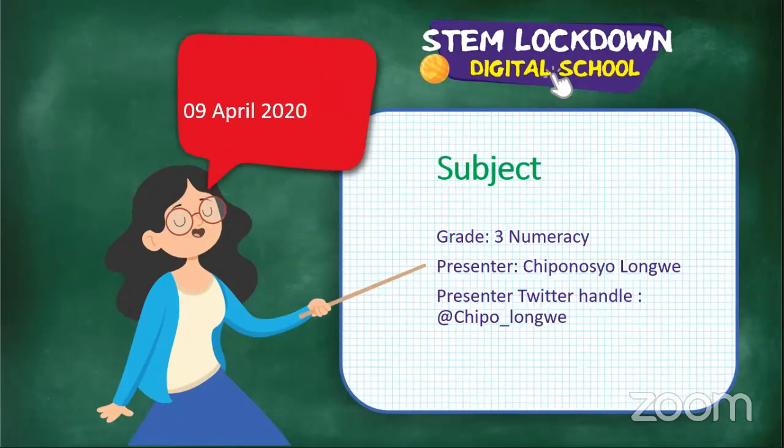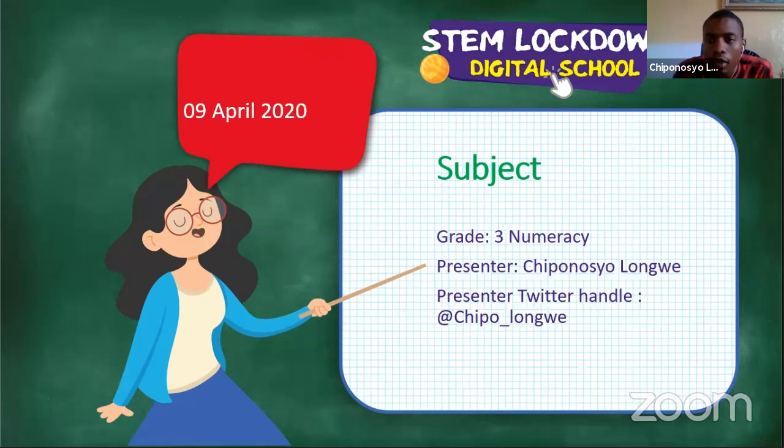All right. Thank you. Hello, everyone. My name is Chipo Longwe. And today we're going to do grade 3 numeracy. I hope everyone who's here today was here yesterday, but it's fine if you weren't. We are going to do a small revision of yesterday's class. Right, so let's start.